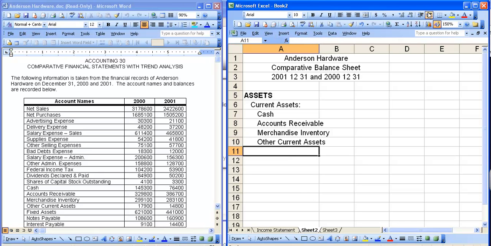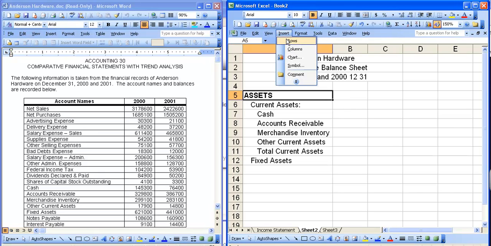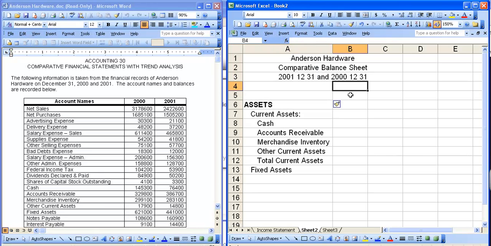Alright, so then we get to our total current assets, and the other assets that we have are fixed assets, and that may be recorded as equipment or several other options. Once again we need a column for 2001 and a column for 2000.